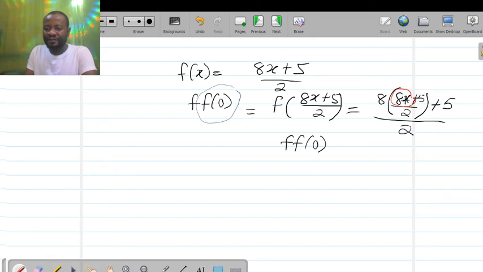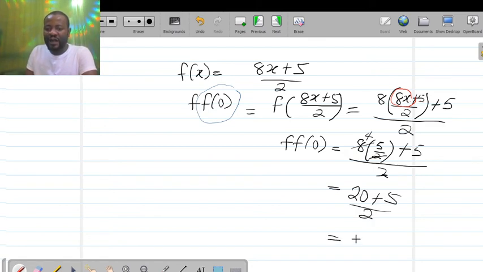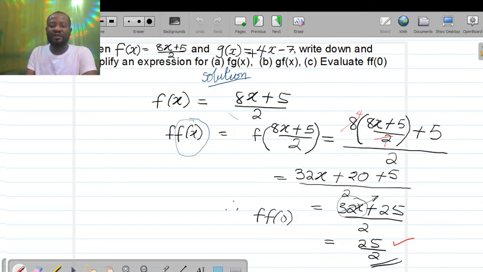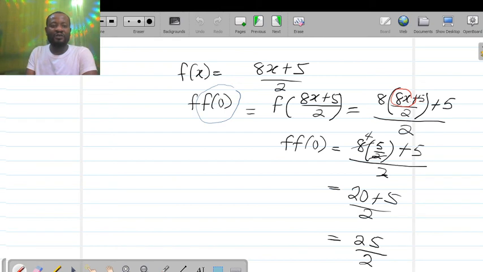8 times 0 is 0, and 0 plus 5 is 5. So I will have 5 over 2 plus 5 all over 2, so that this will cancel this to be 4, and 4 times 5 is 20, plus 5 over 2. So 20 plus 5 is 25 over 2. You see, that is what we had previously, 25 over 2. So that's how we solve the question.